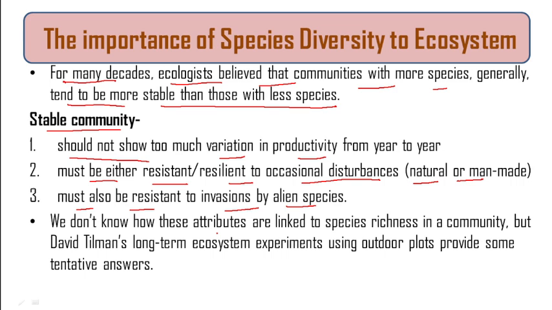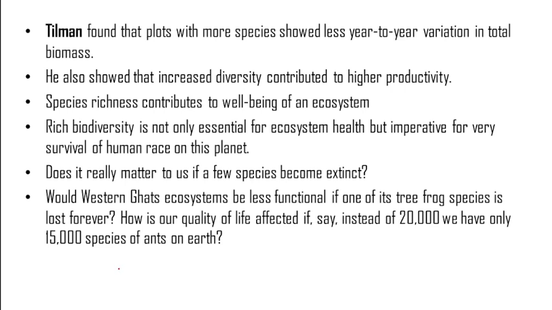We don't know how these attributes are linked to species richness in a community, but David Tilman's long term ecosystem experiments using outdoor plots provide some tentative answers. It means that we are not sure how the number of species makes the community stable or unstable, but there are certain experiments carried out by this scientist, David Tilman, from which we get to know the answer to this question, how community stability is related to the number of species.